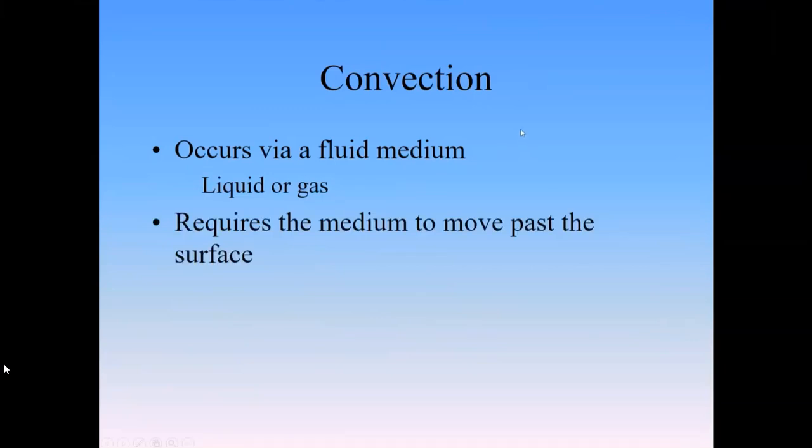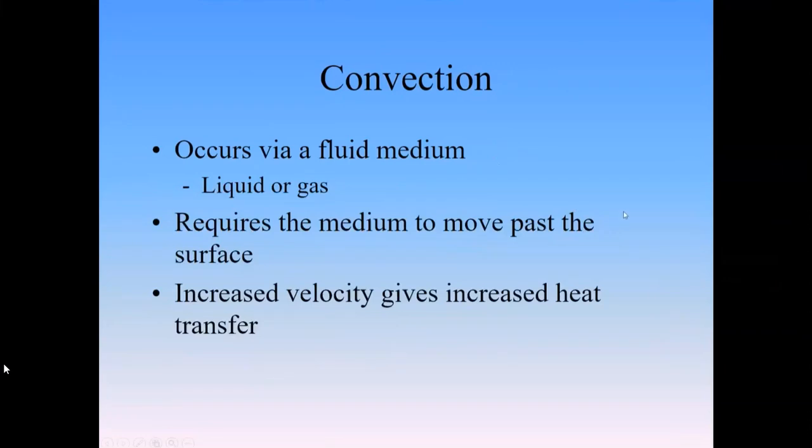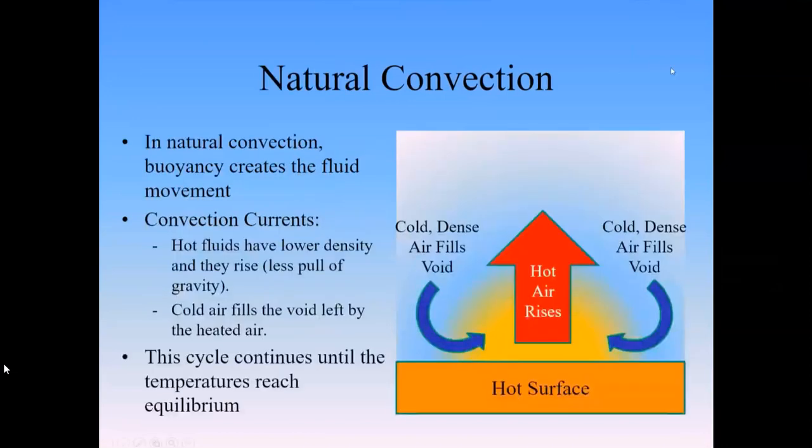And as it moves, it passes a surface, and it's going to be able to either remove heat or gain heat from the surface. The faster it moves past the surface, or the more surface that it passes by, the more heat it's going to be able to exchange. Okay, and we have two different ways that we classify convection. One is what's known as natural convection.